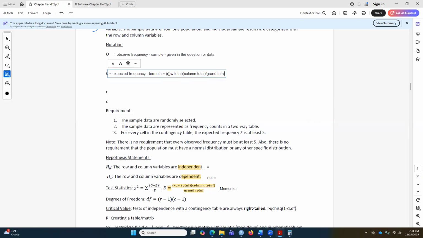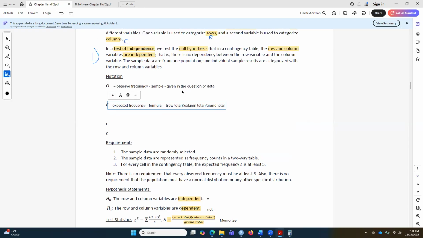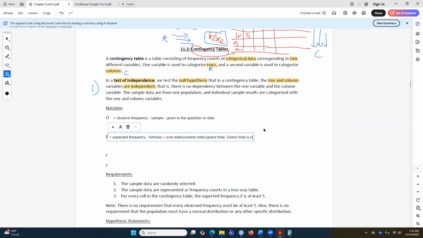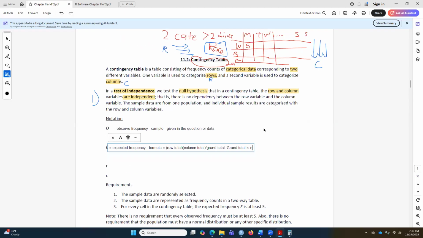Okay. The grand total, is it the total of the rows total and the column total? Yes. So if you total all the rows and the column total, that's a grand total. In this case, your grand total is n. Doesn't that mean that each expected value is going to be the same, right?